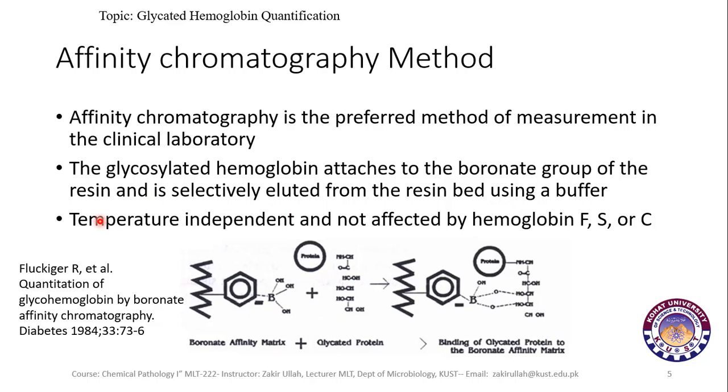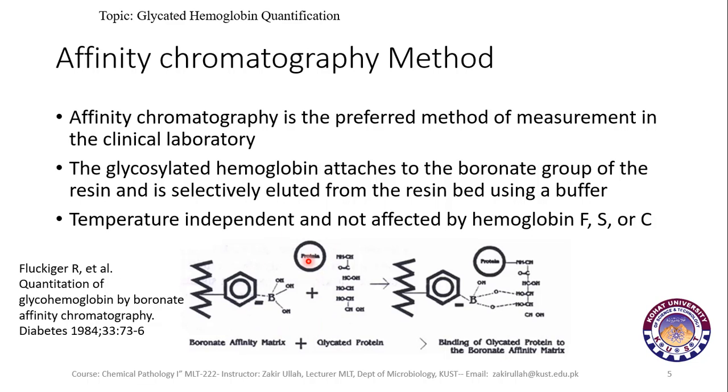This affinity chromatography method is temperature independent and usually not affected by the other types of hemoglobin, that is hemoglobin F, hemoglobin S or hemoglobin C.